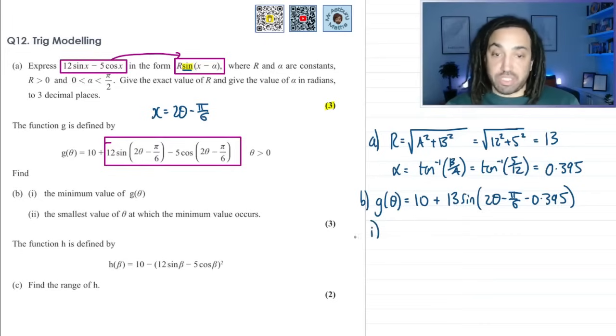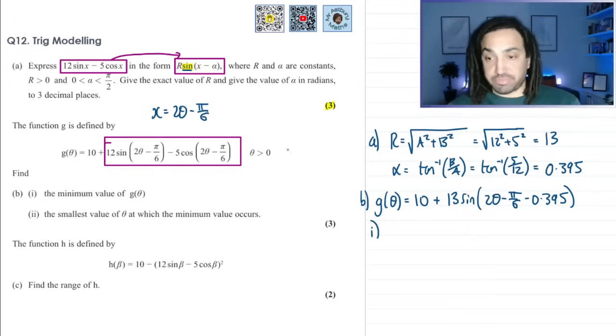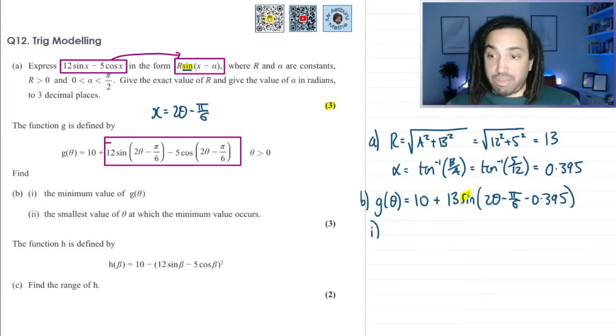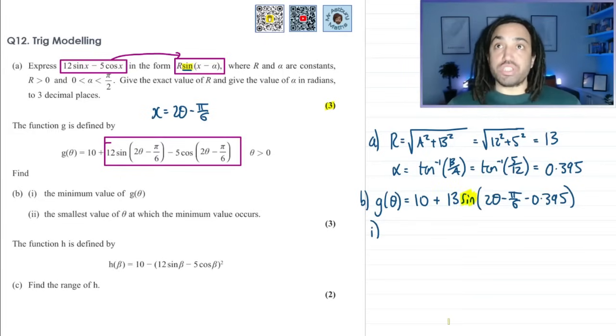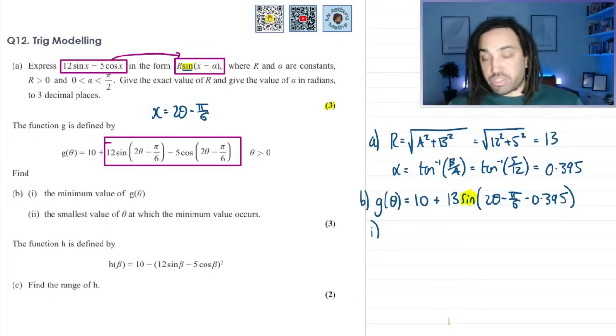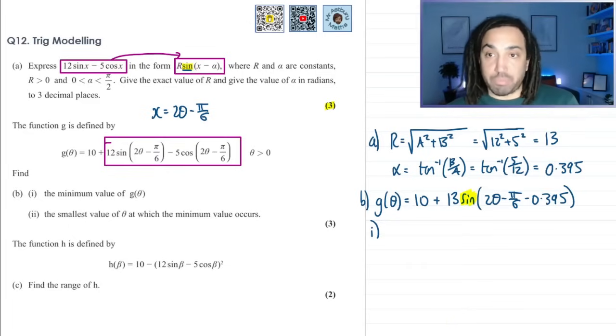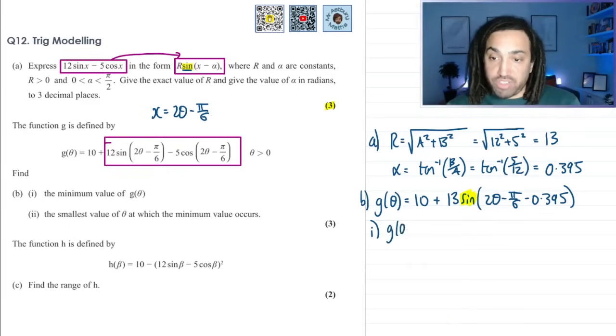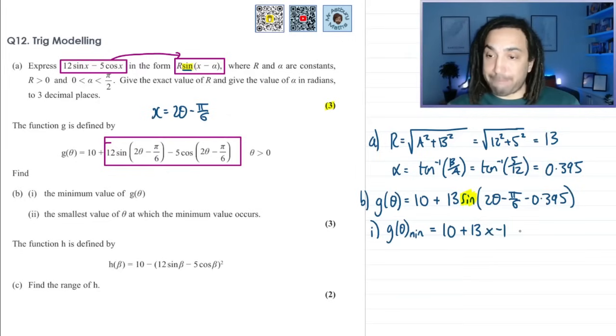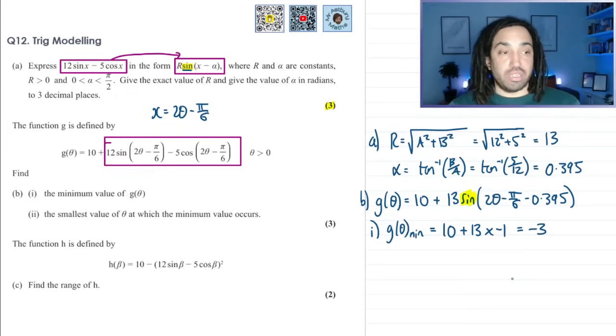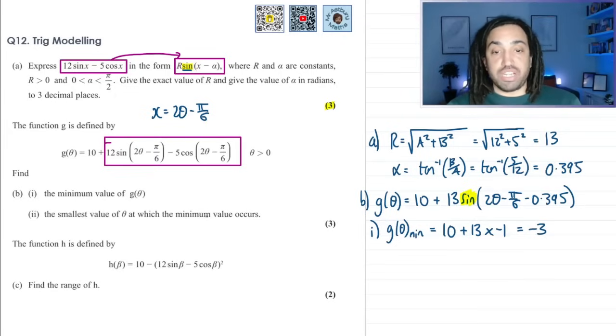So part I is actually asking us to find the minimum value of g of theta. Well, what I know about any sine function is the smallest output it can give is minus 1. If you think about the graph, the sine function, the smallest output it can give is minus 1. So if I'm looking for g theta minimum, then I just need to make that sine function there equal to minus 1, because that's the smallest it could be. And if that is the case, we get 10 minus 13, so we get minus 3. Perfect.